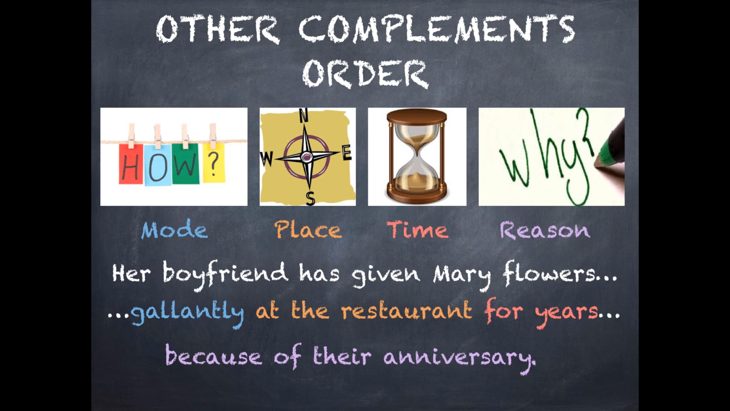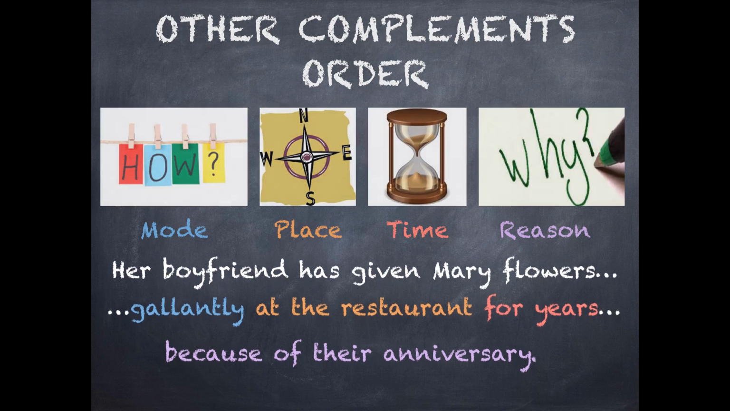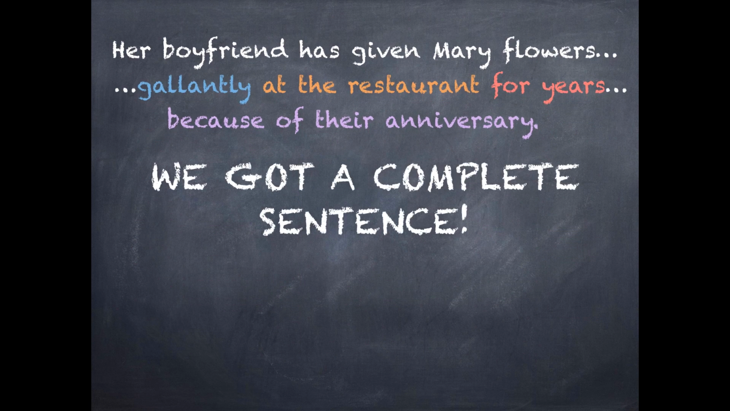The only addition to this is to tell you that we may also place a time complement at the beginning of the sentence, linking it to the rest with a comma. For years, her boyfriend has given Mary flowers gallantly at the restaurant because of their anniversary. We got a complete sentence.